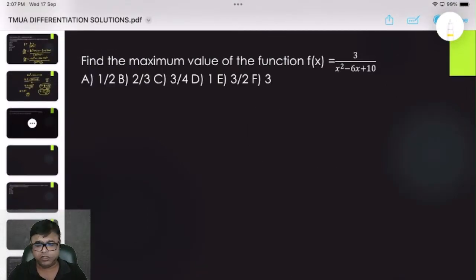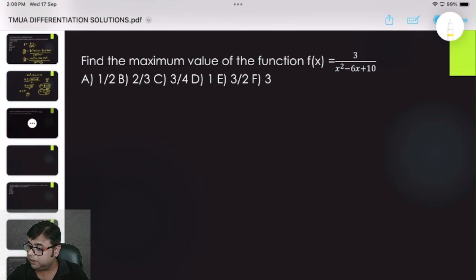Okay, now let's move on to the next question. It says find the maximum value of the function f(x) equal to 3 upon x square minus 6x plus 10. Now, as you all know, it's easy to maximize or minimize a polynomial like x square minus 6x plus 10, but here it is in the denominator. So we have to remember that this function will be maximized when the denominator is minimized. If the numerator is constant, then when the denominator takes the minimum value, the function takes the maximum value.